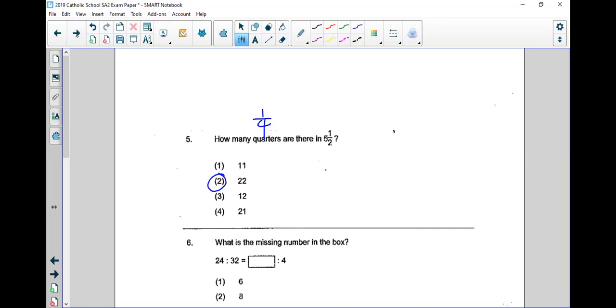Okay, let's move on. Now, change the mixed number into an improper fraction. So 5 times 2, 10 plus 1. Okay, and you will get 11 over 2.